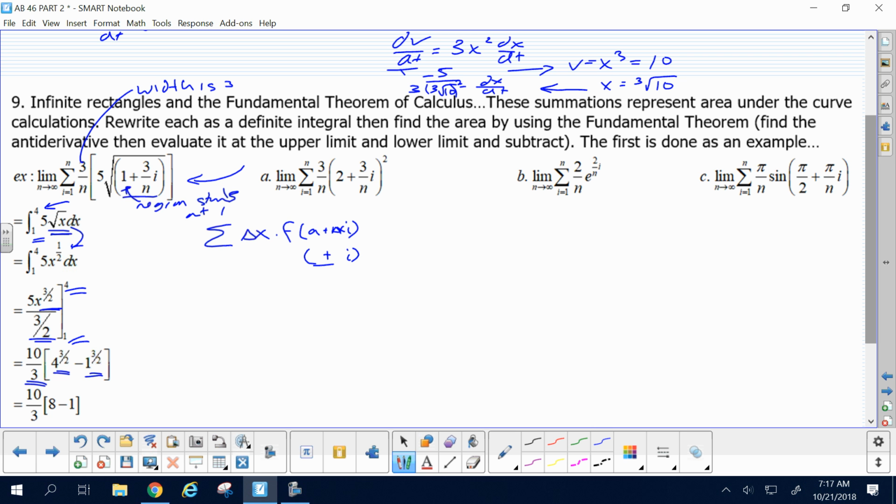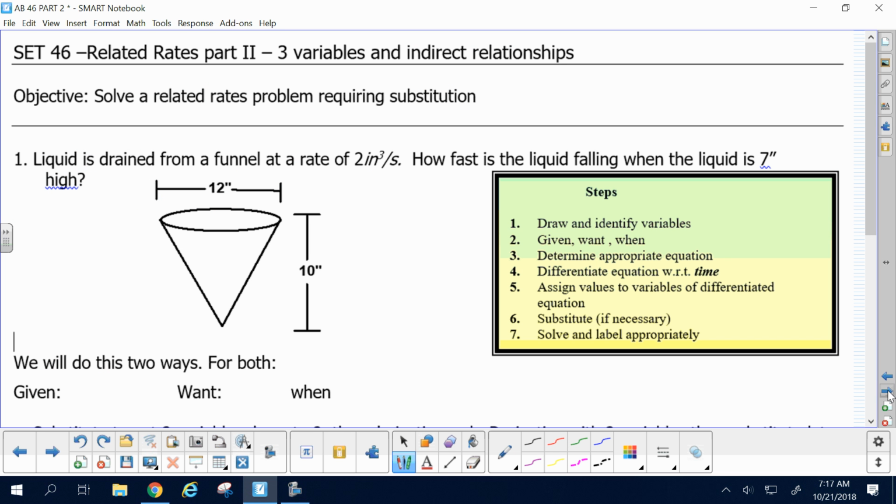All right? That's the expectation for A, B, and C. Write it as a definite integral, then integrate and evaluate. Now, moving on to the new stuff. Related rates can be harder when there's more variation, more variables in the problem, instead of just 2 variables if there are 3, for example. So look at this example in the notes. Related rates part 2, 3 variables and indirect relationships.